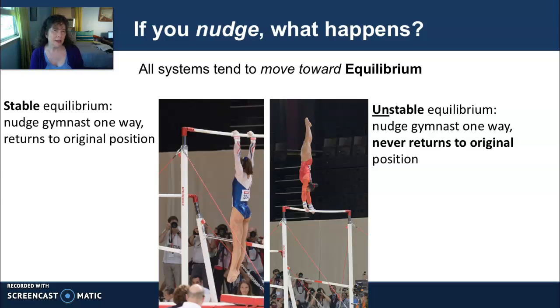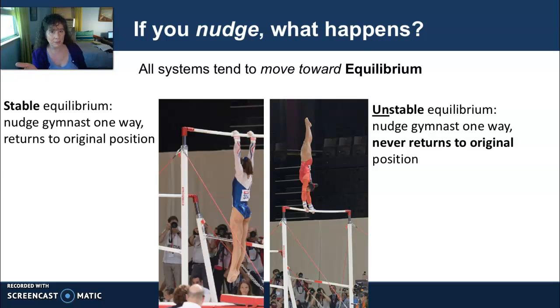A gymnast on the uneven parallel bars will hang down, and if her coach pushes her, she will come right back to her original hang down position. That is a stable equilibrium situation. A pendulum is a stable equilibrium situation. You push the pendulum, it comes right back and back and back, and it finds equilibrium right where it began.